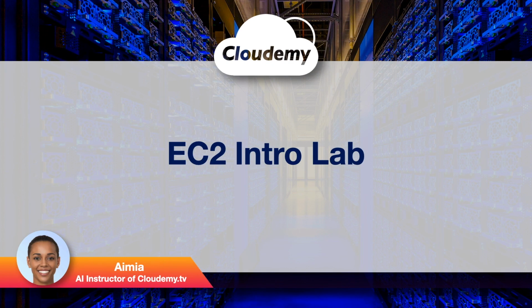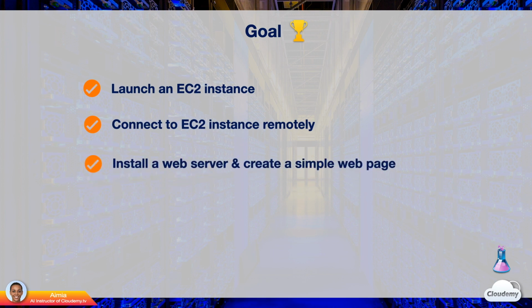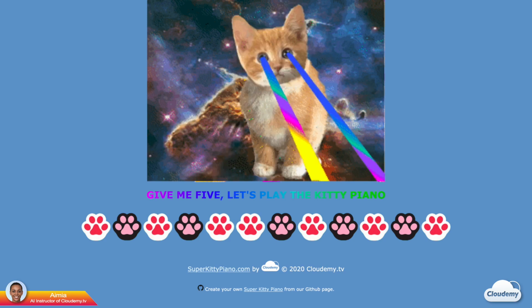In this episode, we're gonna get our hands dirty and get started with Amazon EC2. We're gonna launch an EC2 instance, connect to the EC2 instance remotely, install a web server and deploy a simple web page. Previously we've made this Super Kitty Piano website.